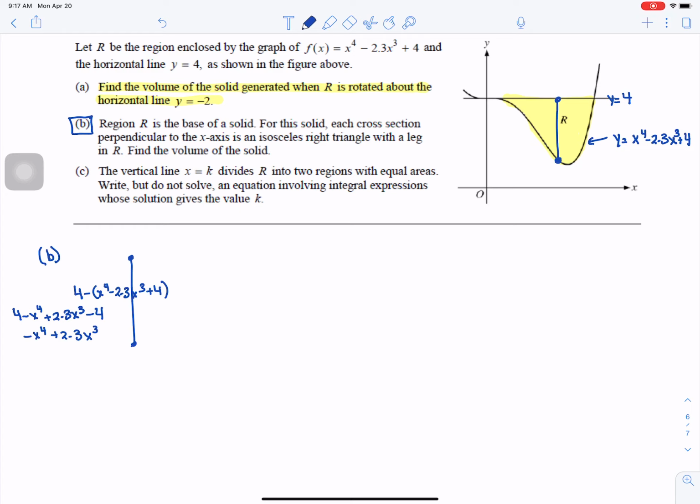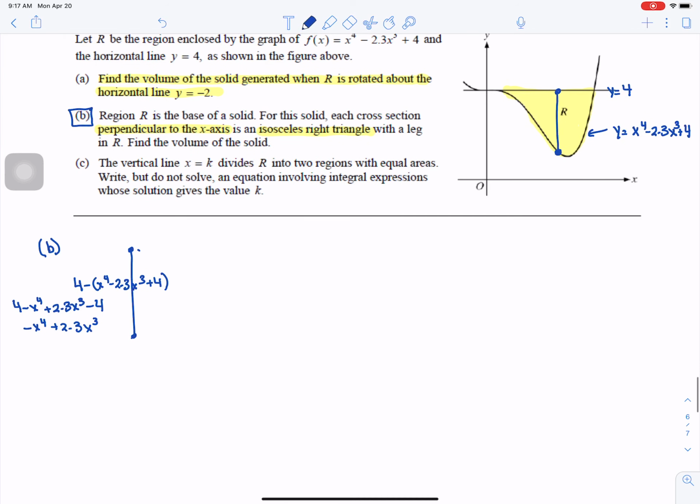We want the cross section to be perpendicular to the x-axis with an isosceles right triangle. So when we do this, there's a right angle. It's an isosceles right angle triangle, not an equilateral, which is what I was trying to draw. So there's my isosceles right angle triangle. The area of one of these is 1/2 base times height. My height and base are both simplified to minus x to the 4th plus 2.3 x cubed.